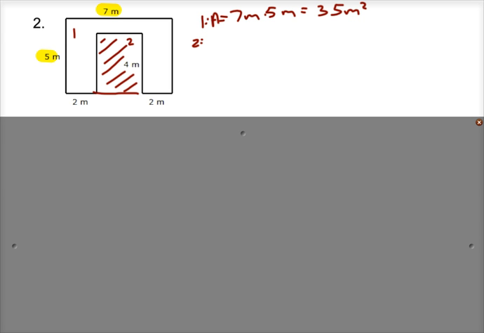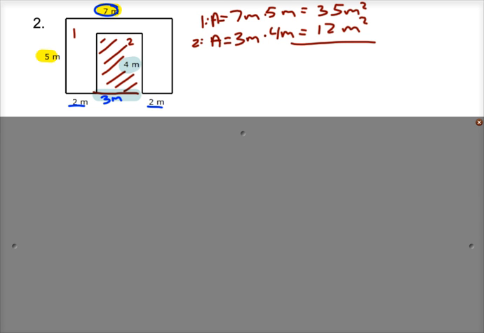Well, for that shape, I also need to know the base and the height. I don't know what the base is, but I do know that the height is 4 meters. So how can I figure out what the base is? Well, I know that the entire base is 7 meters because it's up on the top. There's 2 meters on the left and 2 meters on the right. So 7 minus 2 is going to leave me with 3 meters for the base that I have. So for mine, the base is 3 meters. So area equals 3 meters times 4 meters, which is 12 meters squared.